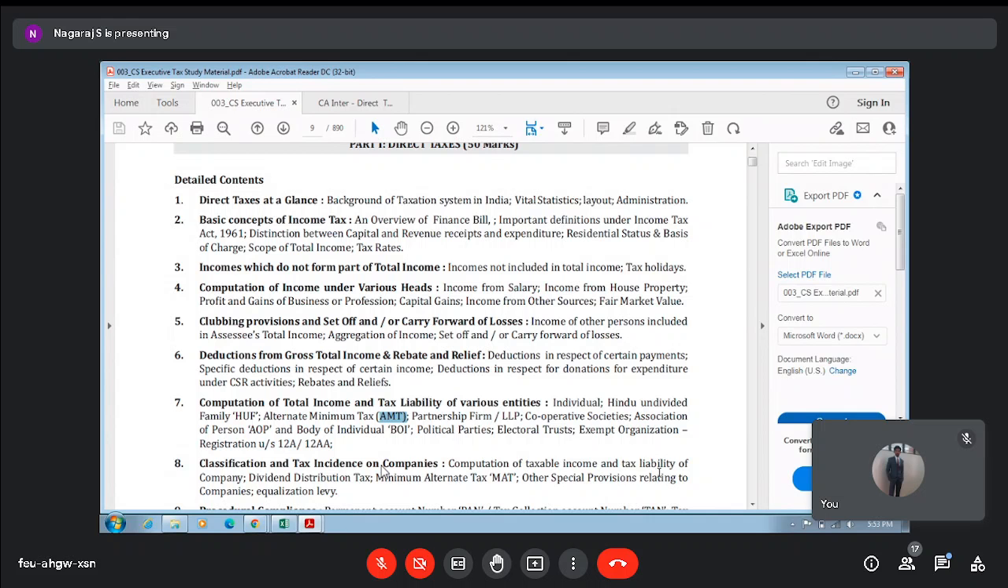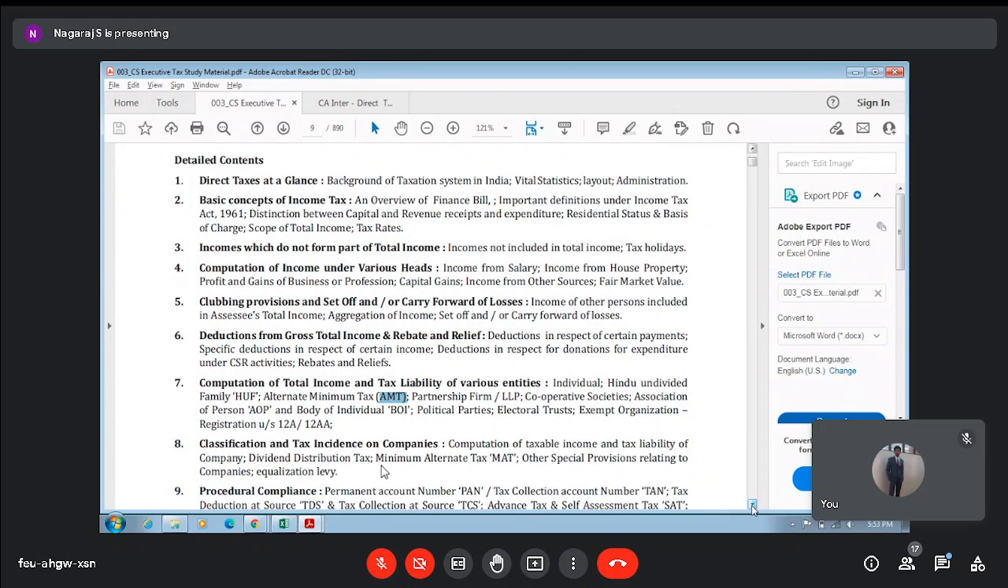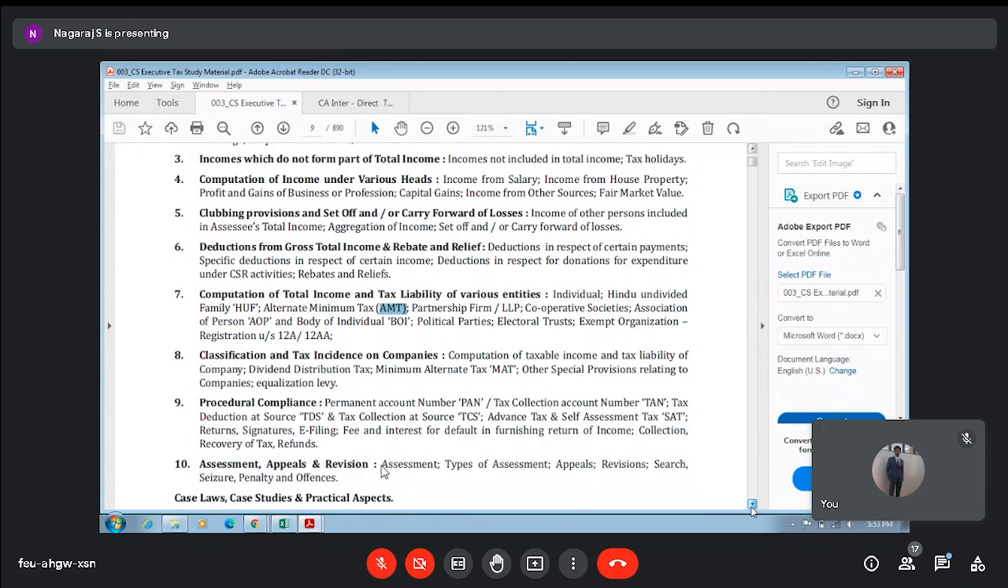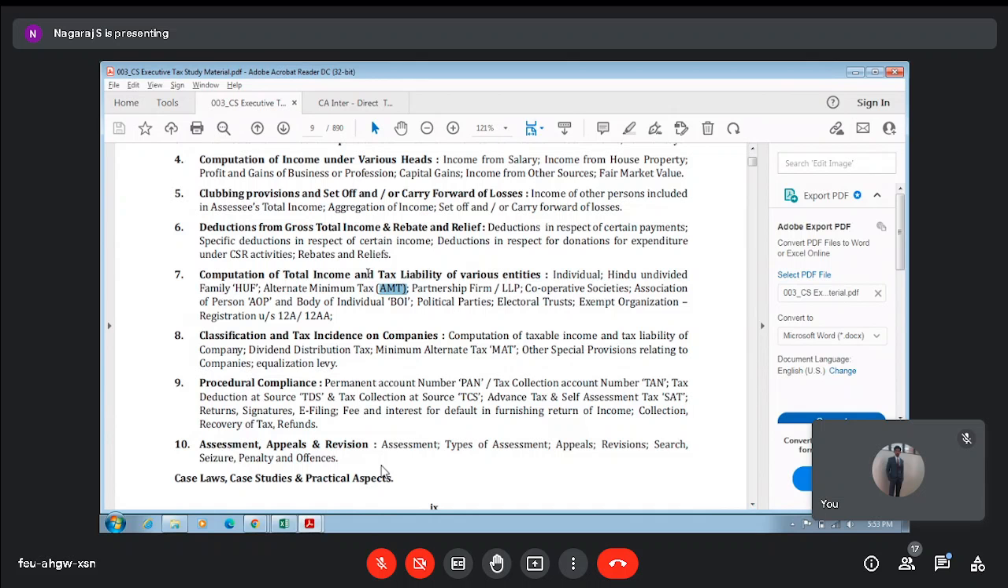And is there any MAT? There is no MAT here, but MAT is there in the next chapter. Okay. Tax incidence on companies, MAT, we have completed.